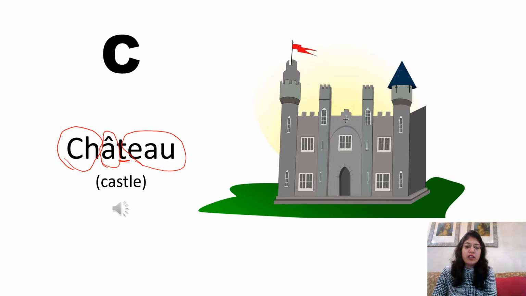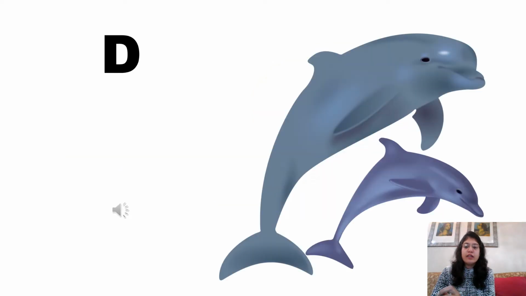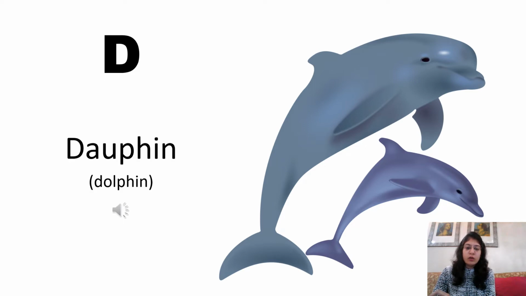Now listen to the pronunciation of the native French speaker. Château. Again, château. D is called they in French. They stands for dauphin, which means dolphin. Now look, the AU sound, you all know that it is pronounced as O.